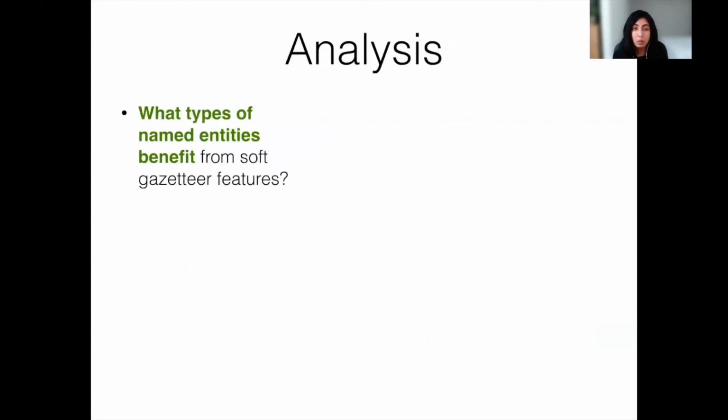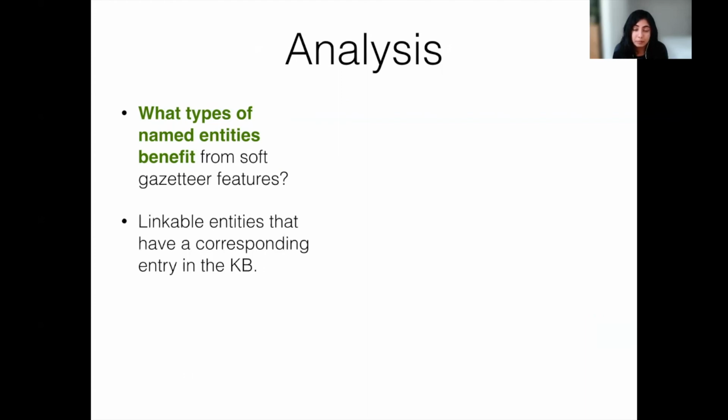Next, we analyze what types of named entities actually benefit from the addition of soft gazetteer features. We compare the recall over these entity types between the baseline and the soft gazetteer method. So first, we expect that entities which have a valid corresponding entry in the knowledge base will benefit from the additional information obtained through entity linking. If an entity does not have a valid link in English Wikipedia, it is considered unlinkable in the current setup and likely wouldn't get any extra information through the soft gazetteer features.